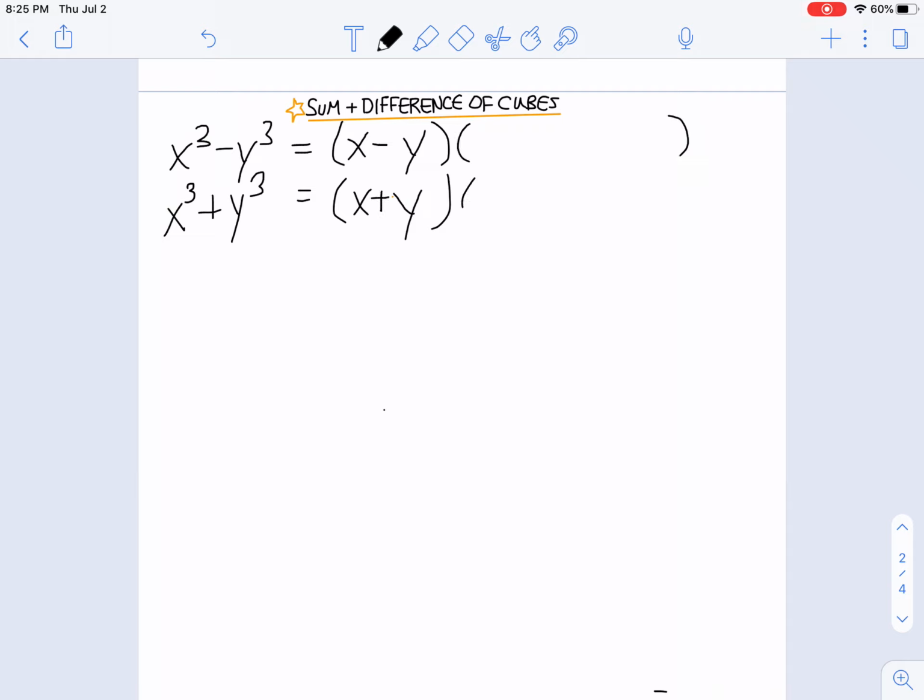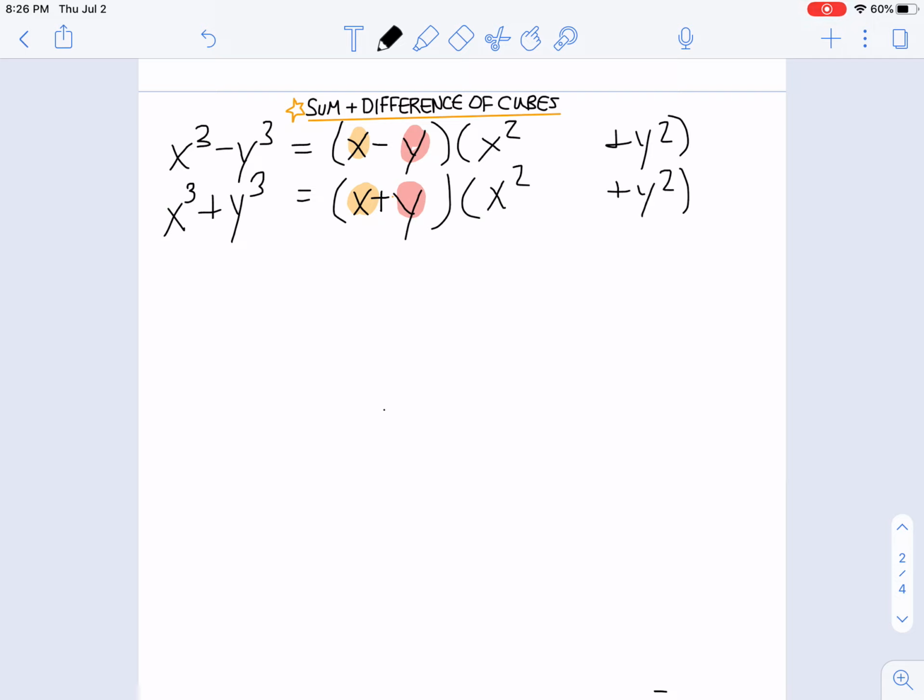And in the second bracket, you're going to take the first term and square it. So you're going to get x squared as the first term in the second bracket. And then you're going to take the second term, in this case the y, and square it. It doesn't matter if it's positive or negative, you'll end up with plus y squared as the last term.